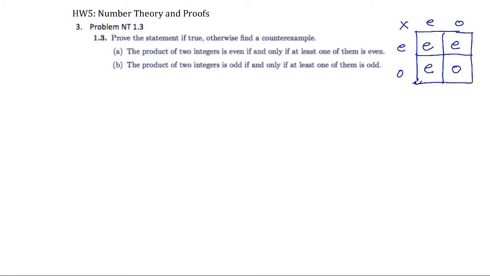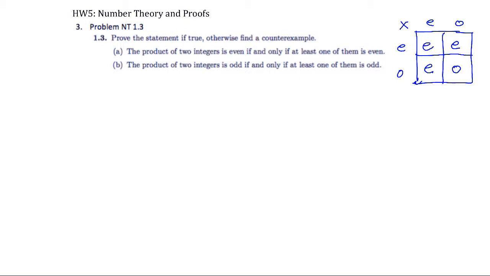And so the product of two integers is even if and only if at least one of them is even. That's a true statement, because in all cases where we have the product being even here, at least one of them is even. Okay? And so that's a true statement. For part B, the product of two integers is odd if and only if at least one of them is odd.